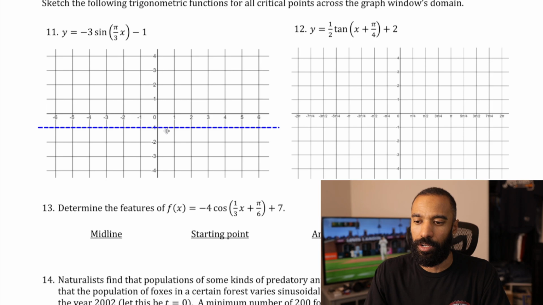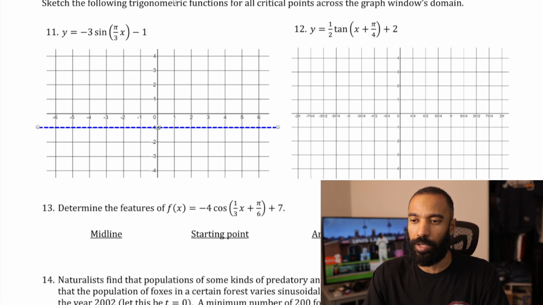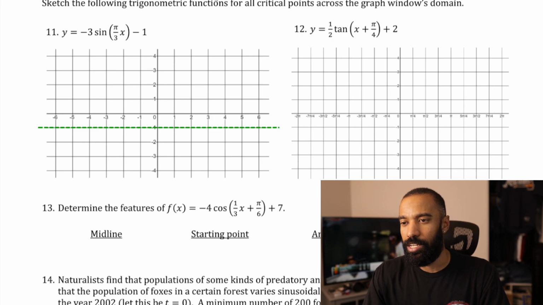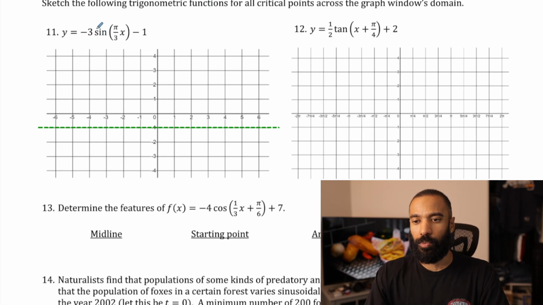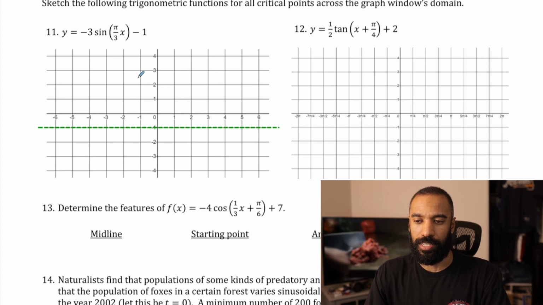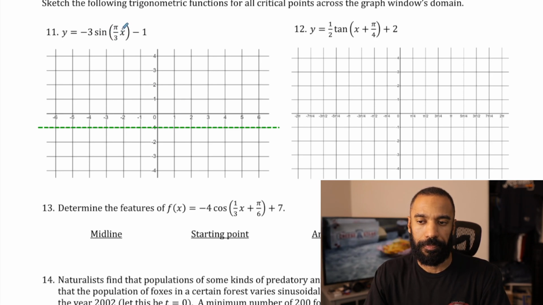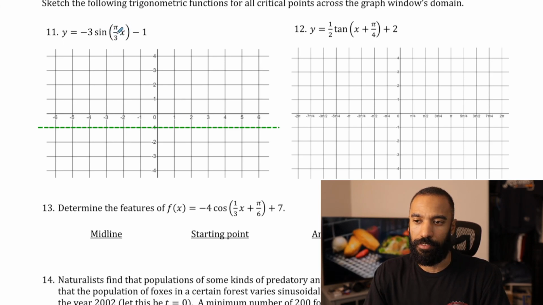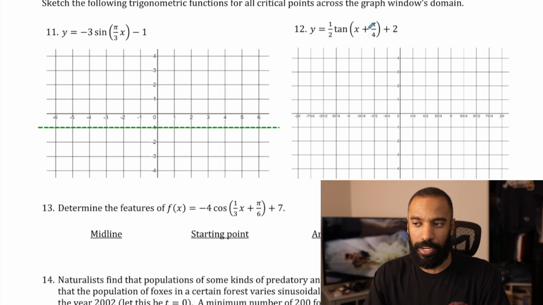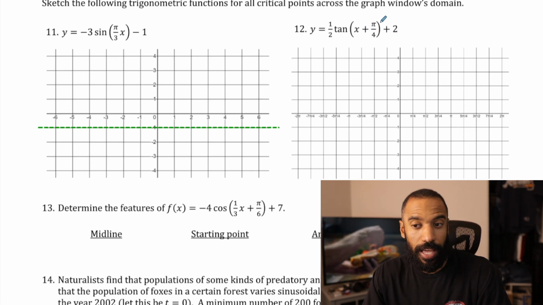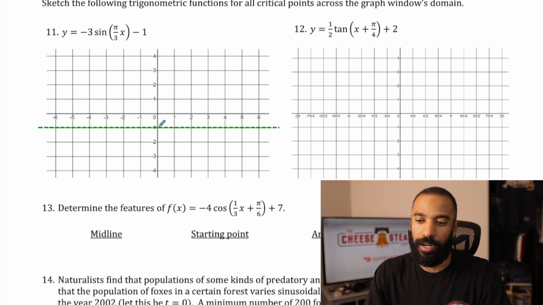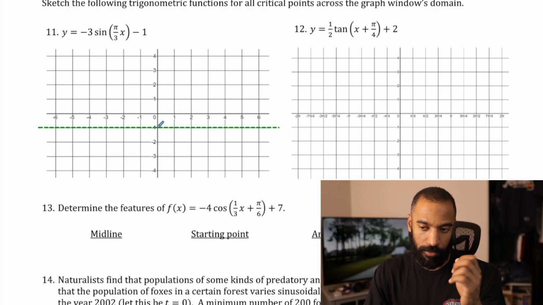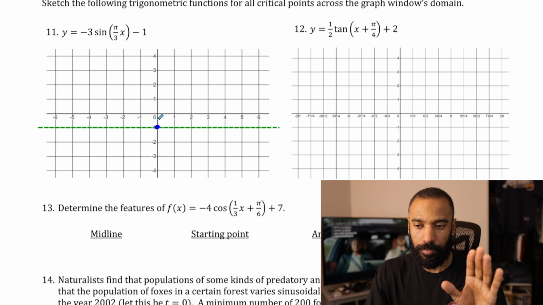We go up and down from this midline, and we also have points on the midline itself. A sine graph has a good reference point on the midline because the sine of 0 is 0. Now, there is no horizontal shift in here, unlike this tangent graph right here, where we will shift pi over 4 units to the left when we get to it. But right here, with no horizontal shift, we actually start on the midline itself.